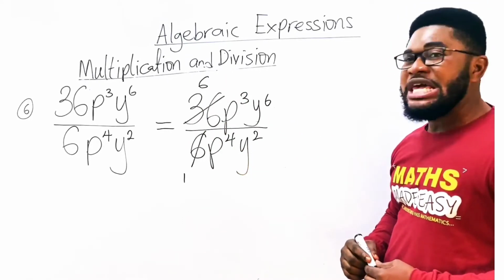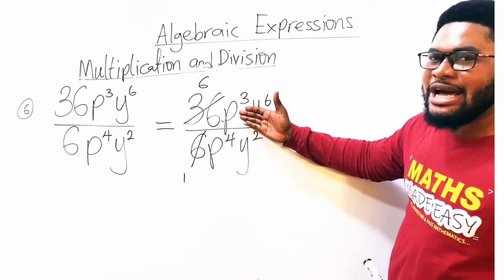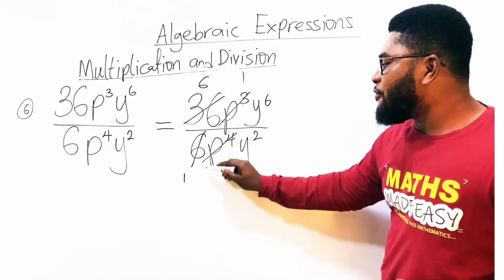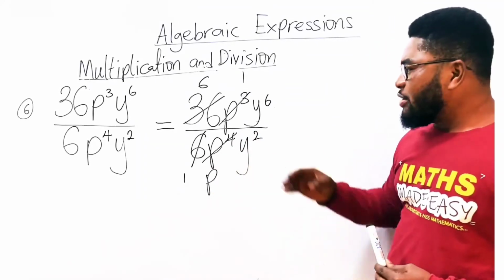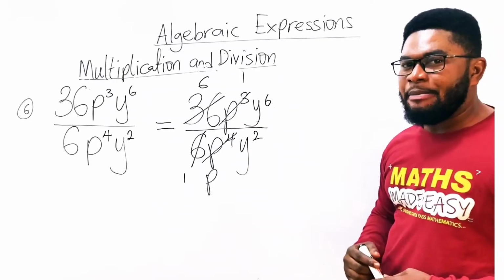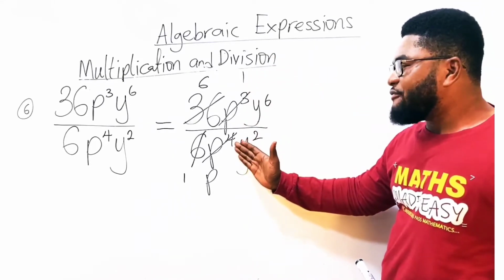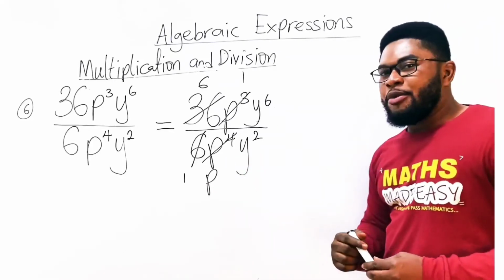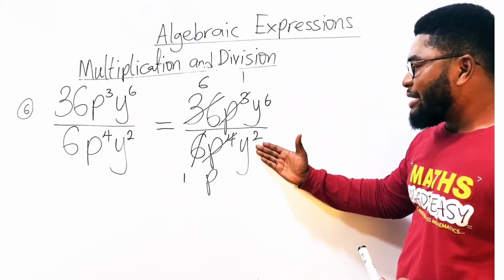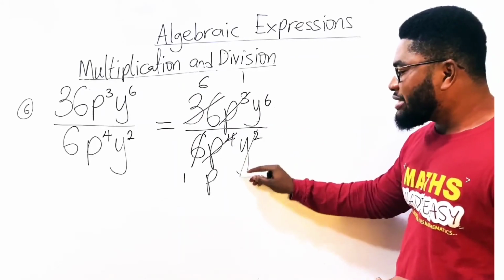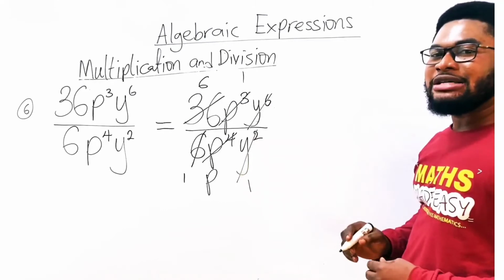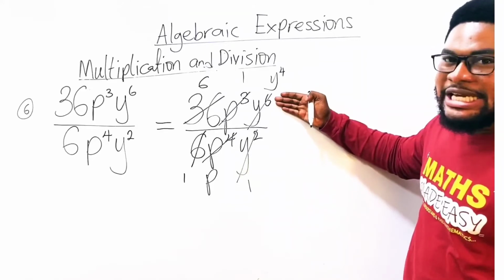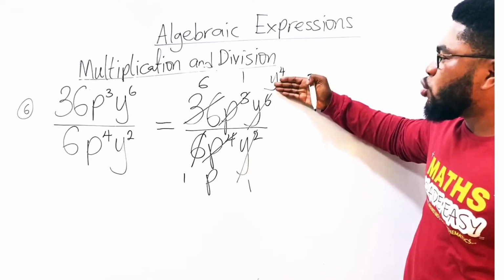Let's check the variable p. The least power is at the numerator, so p raised to the power 3 will cancel itself 1 and cancel p raised to the power 4 p. Why? As we said, when the variables are divided, you subtract their powers. So the power 3 subtracted from power 4 gives us power 1, so p power 1. Let's go to the variable y. The least power is y squared, so y squared will cancel itself 1 and cancel y raised to the power 6, y raised to the power 4, since the powers will subtract. So the power 6 minus power 2 will give us power 4, so y power 4.